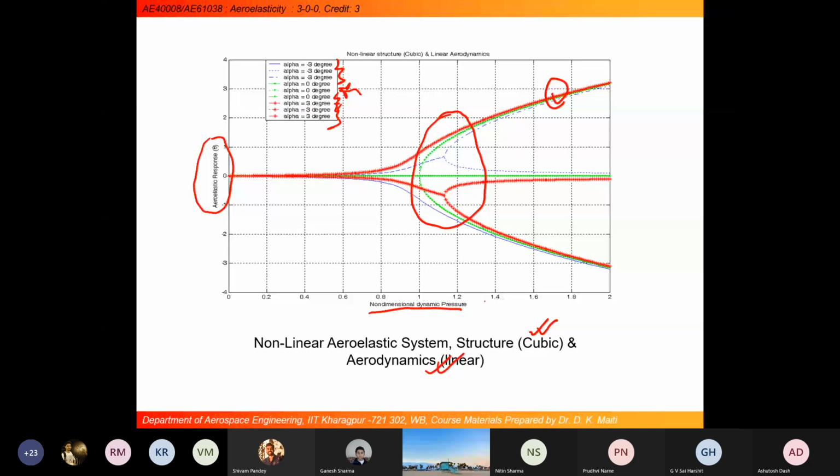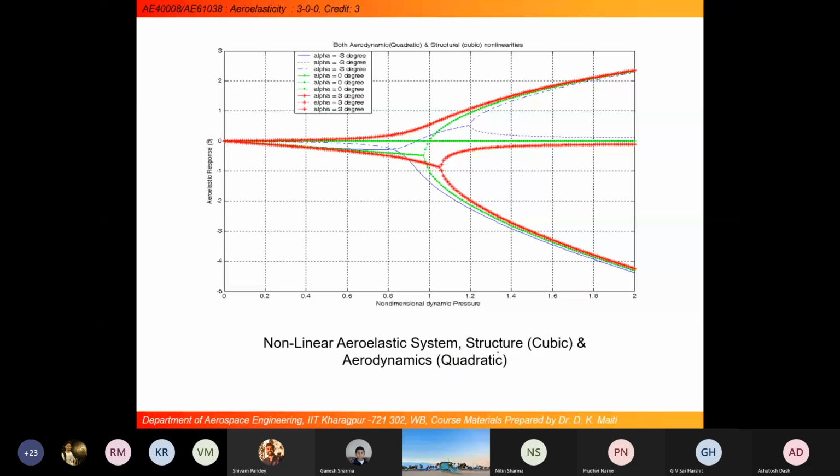Similarly, we will get results for the nonlinear aeroelastic system with structural cubic nonlinearity and aerodynamic quadratic nonlinearity. Here, if you look at it, it has been shifted. Whatever we got, this has been shifted. If you look at here, it was diverging from here, but look at here, this point has shifted to some other location. It is not on the zero line. It has gone a little bit downward. That means we will be getting a negative deflection.